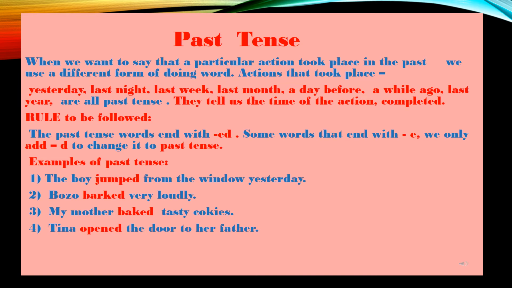Tina opened the door to her father. Open is an action word and we have added ed at the end to make it past tense. So the only thing that we have to remember is that when we are writing a past tense word, we have to add ed or d to it. And all the past tense words are those words or those actions that have been completed. They have already been done yesterday, last week, last month. So just remember this, children.